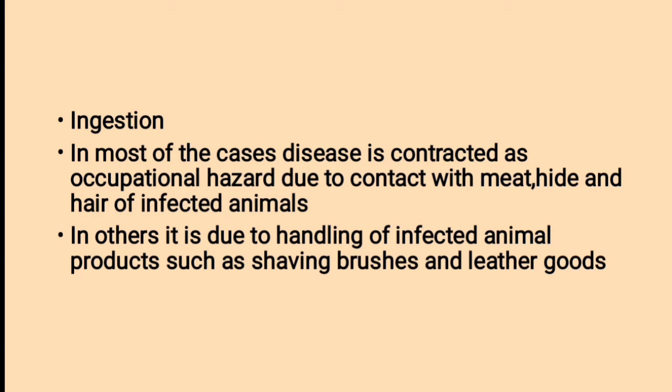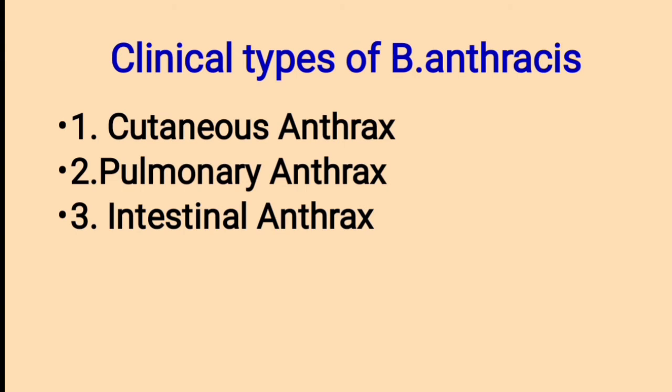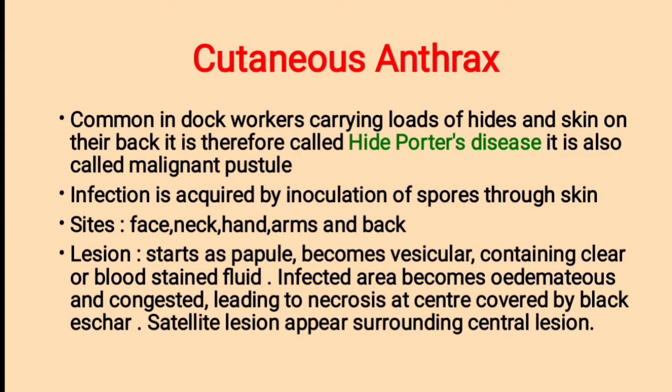In most cases, disease is contracted as an occupational hazard due to contact with the meat, hide, and hair of infected animals. In others, it is due to handling of infected animal products such as shaving brushes and leather goods. Then what are the clinical types of Bacillus anthracis? Mainly 3 clinical forms: first, cutaneous anthrax, second, pulmonary anthrax, third, intestinal anthrax. First, cutaneous anthrax, something related with the skin.